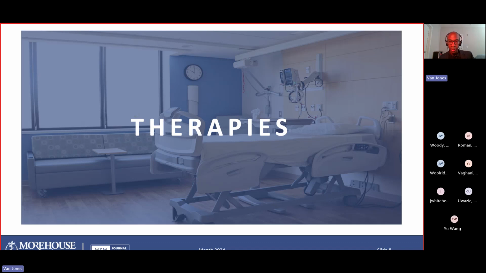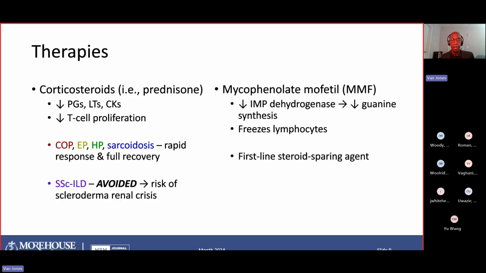So the first one is the first-line treatment for any systemic anti-inflammatory process, and that is ibuprofen. No, I'm kidding. It's corticosteroids. The one that they usually use is prednisone. These work by decreasing a lot of immunological proteins that are involved in inflammatory processes, prostaglandins, leukotrienes, cytokines, and they also decrease the proliferation of T cells.